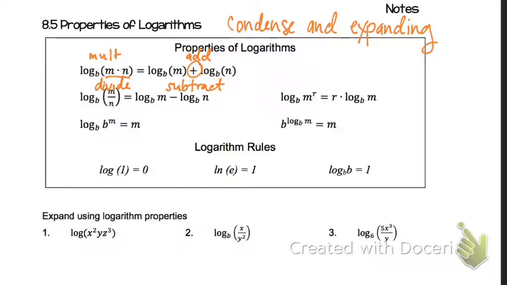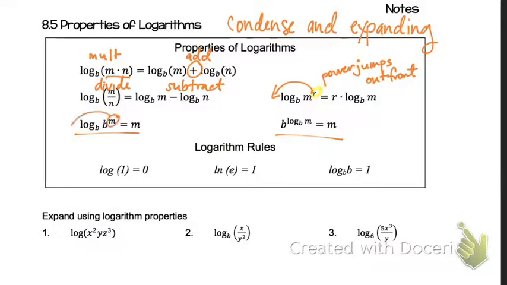We already talked about this in the last section, but here it is again. If you have a power, so if you have a log to a power, then that power jumps out in front and it becomes r times log of m. These are the two that you saw in the homework last time in 8.4. These are just the properties.